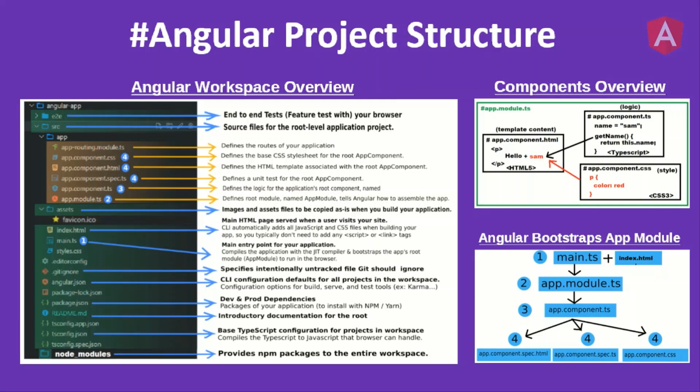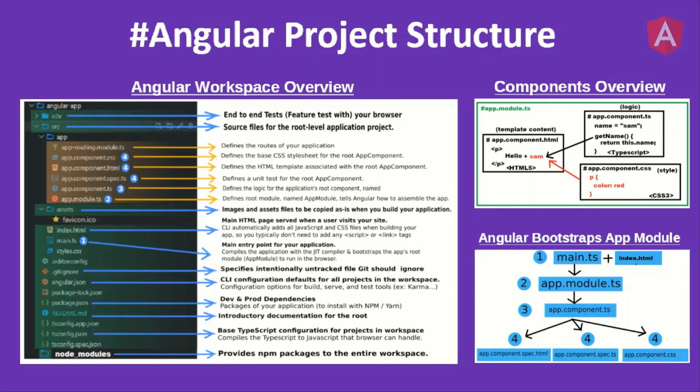The app folder contains the files you have created for your app component. App routing module defines the route of your application. App component CSS contains the style of app component. The style can be, for example, the color of your text. App component HTML contains the content of your app component. You can have any content like text, images, tables using HTML5.